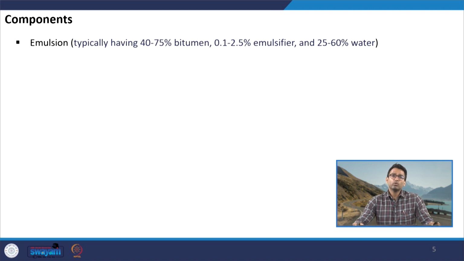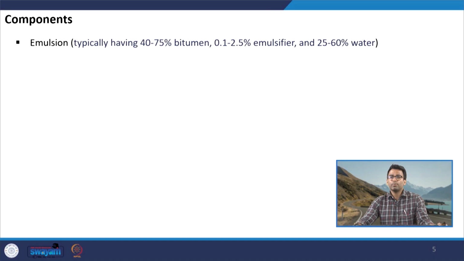Well, if you talk about the components of cold mix asphalt, the components include emulsion. We have already discussed in detail that an emulsion is a 2 to 3 phase system, which comprises water, bitumen globules and emulsifiers, and the emulsion typically has approximately 40 to 75% bitumen, about 0.1 to 2.5% emulsifier and approximately 25 to 60% water in it, depending on the type of emulsion, the grade of emulsion and so on.